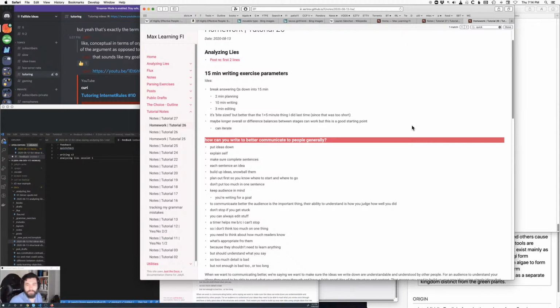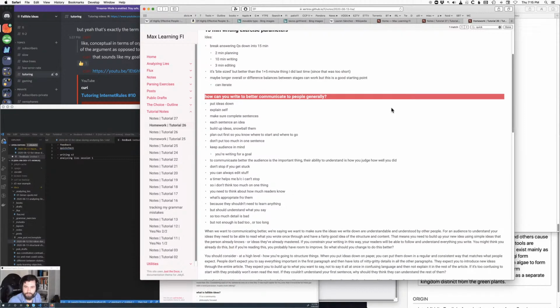The first question that I wanted to answer was how can you write to better communicate to people generally? I came up with that actually. So both of these I wrote in the last hour. I wanted to do more, and I was gathering some questions, but time management, sleep stuff. I think the first one went really well.